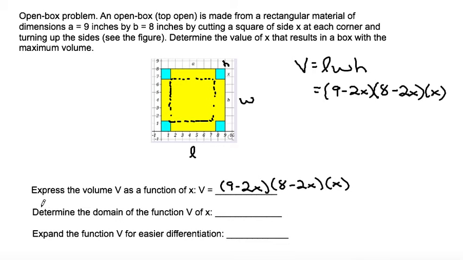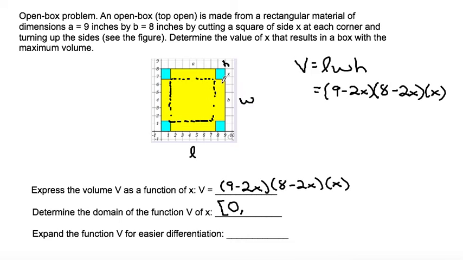The next part is asking us to determine the domain of the function V of X. So we need to figure out what all the possible values of X are. It doesn't really make sense to have X be 0, because then we wouldn't be cutting out any square and we wouldn't be folding up anything. But technically we could have a 0 volume. So let's start with the smallest value being 0 for X.